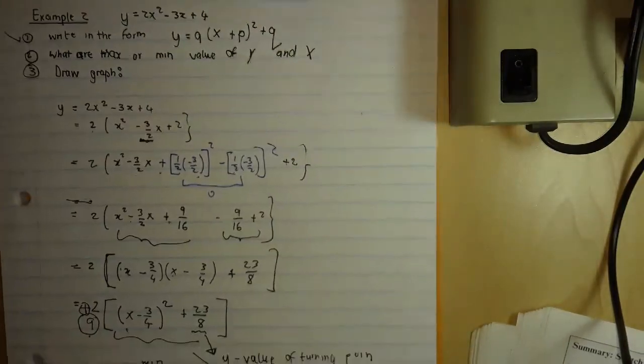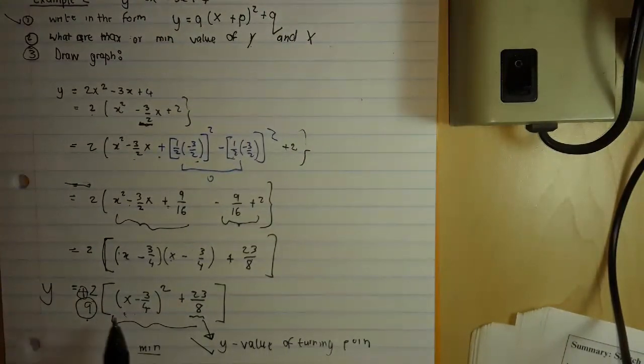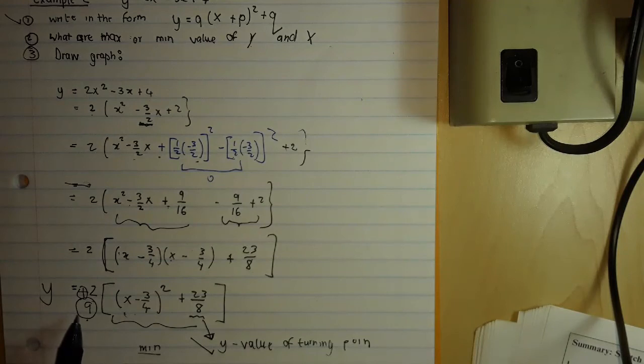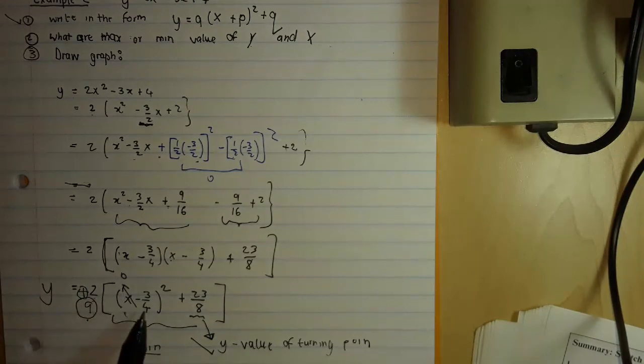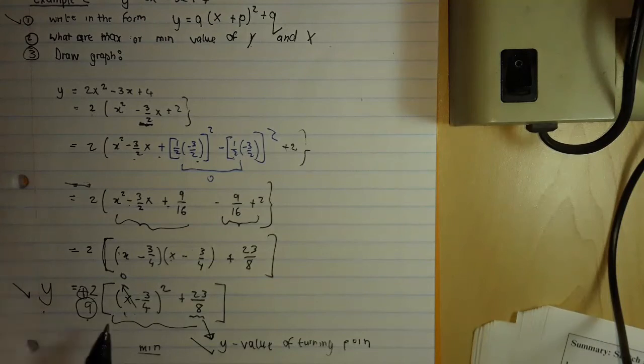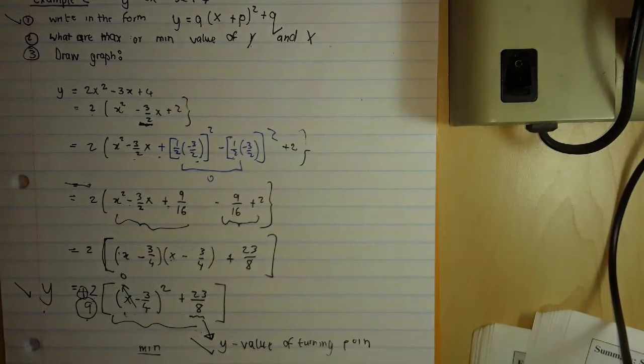And if you want, you are welcome to use this equation again. So if you want, for instance, to determine the y-intercept, you set x equal to 0, and then you're left with 2 bracket minus 3 over 4 squared plus 23 over 8, and you're going to be able to solve for your y-intercept. Whereas if you want to solve for your x-intercept, you set y equal to 0, and you determine the rest of the values. So you're welcome to experiment with that.